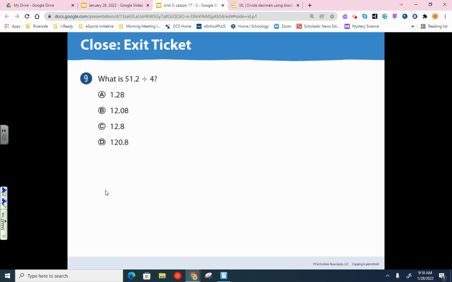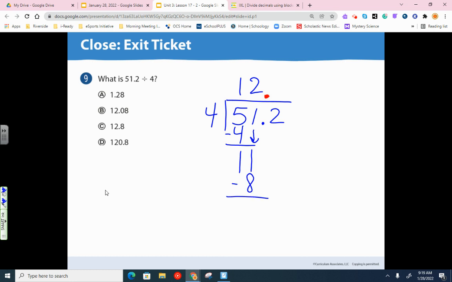All right, what is 51 and 2/10 divided by 4? 51 and 2/10 divided by 4. Bring up your decimal point. 4 does go into 5 once. 5 minus 4 is 1. Bring down your 1. How many times does 4 go into 11? Twice. 11 minus 8 is 3.